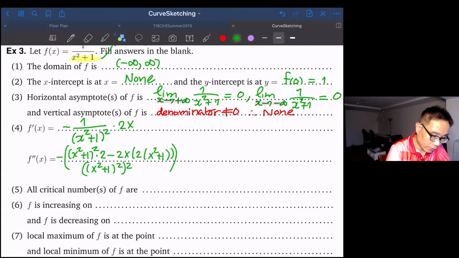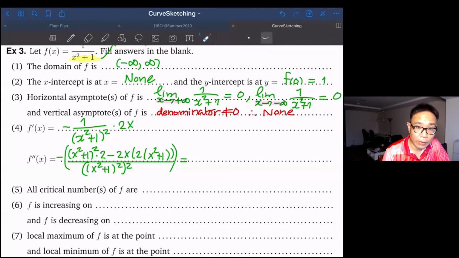And so this is what you have. Okay, so you're gonna simplify this one in order to find the critical number and the inflection point. So this one will be equal to, you see that you'll be able to get rid of x squared plus 1 on the bottom and on top. So you'll be able to get rid of x squared plus 1, okay?